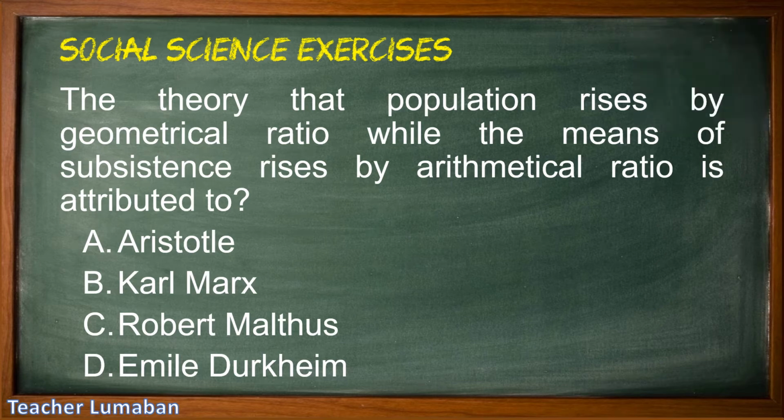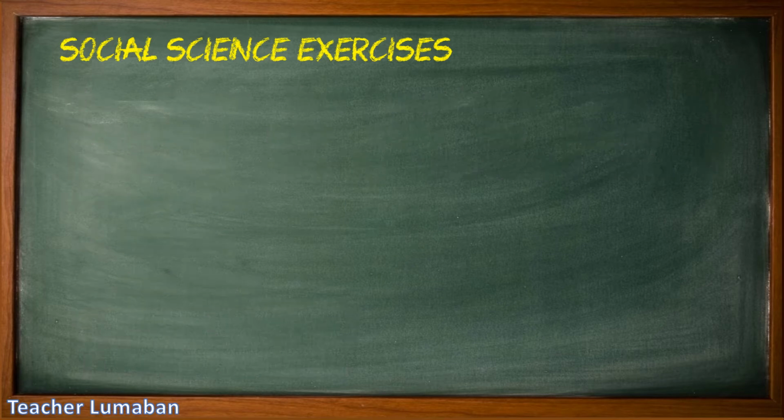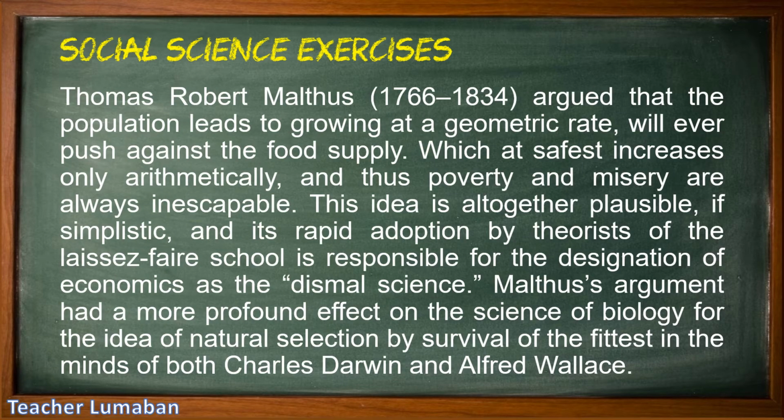The correct answer is letter C, Robert Malthus. Thomas Robert Malthus, 1766-1834, argued that the population, growing at a geometric rate, will ever push against the food supply, which at best increases only arithmetically, and thus poverty and misery are always inescapable. This idea is altogether plausible, if simplistic, and its rapid adoption by theorists of the laissez-faire school is responsible for the designation of economics as the dismal science. Malthus's argument had a more profound effect on the science of biology, for the idea of natural selection by survival of the fittest arose in the minds of both Charles Darwin and Alfred Wallace.